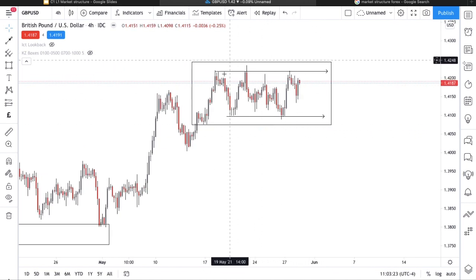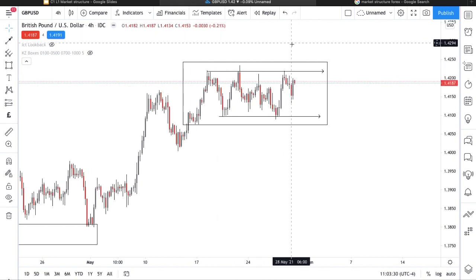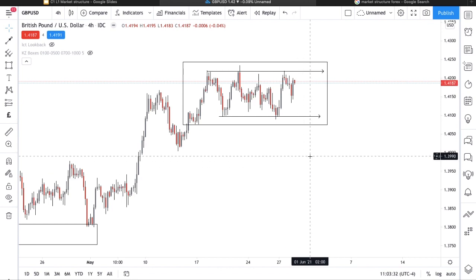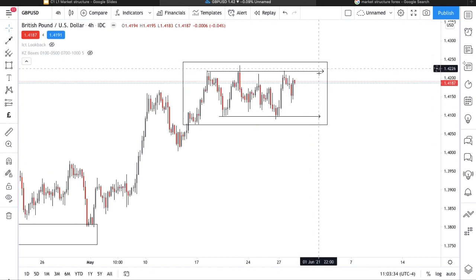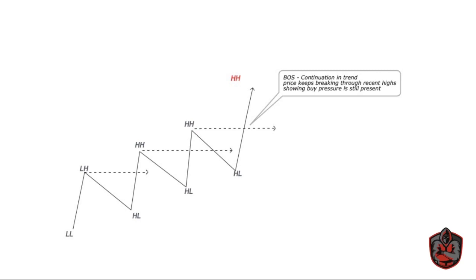When you have a scenario like this, I personally stay away from the charts until I get a break of structure to either the upside or to the downside. Once I get that break of structure, that's when I start to look for buy or sell opportunities. Trend reversals. Now I'll be taking you guys through break of structures with signals towards a continuation in trend.